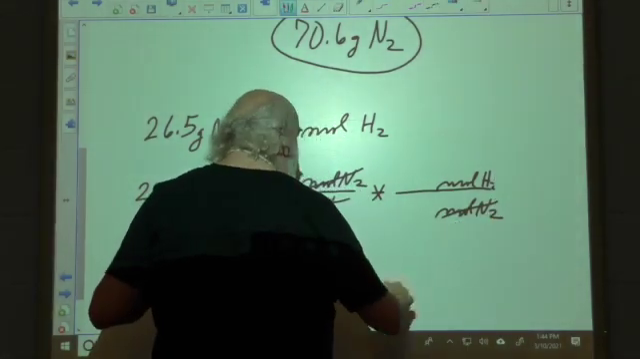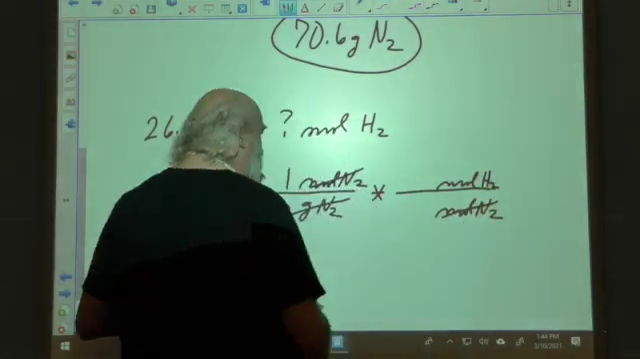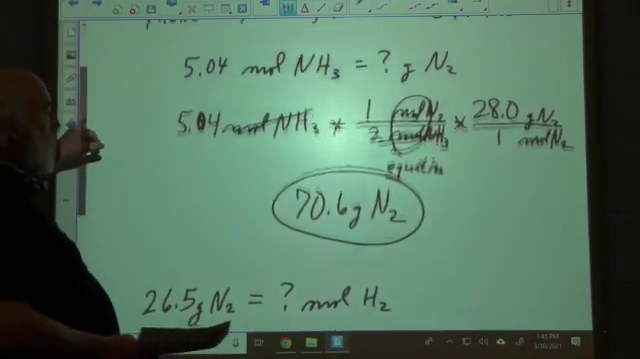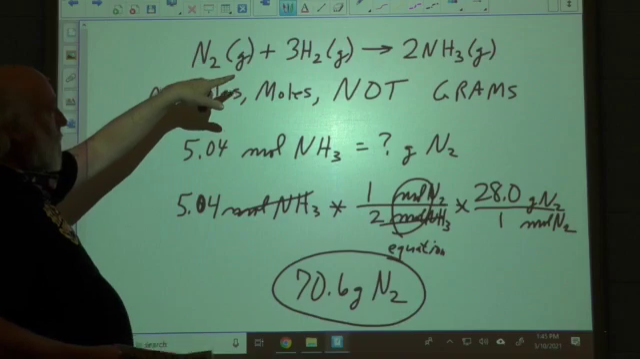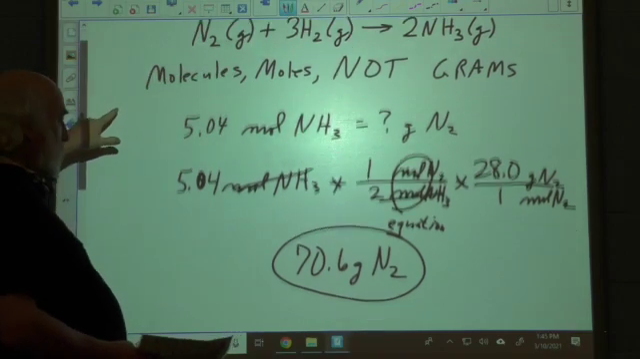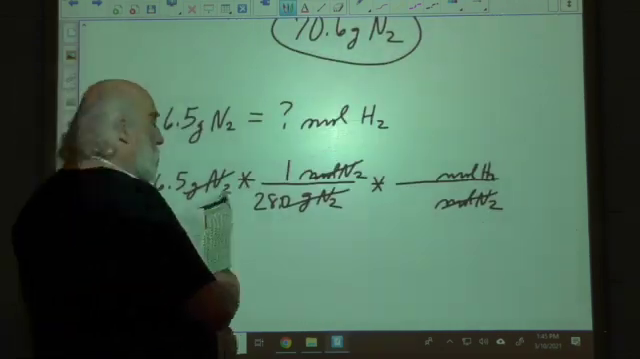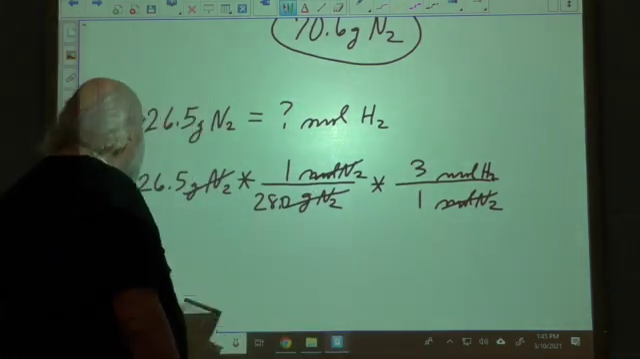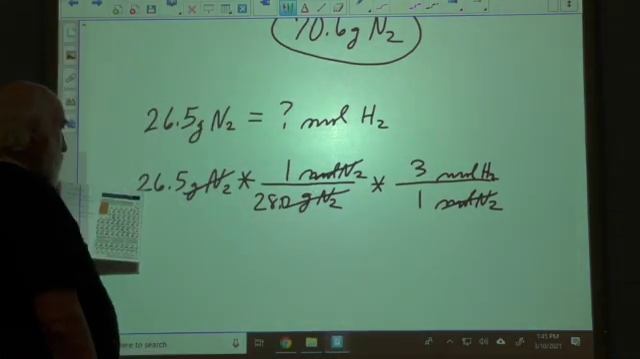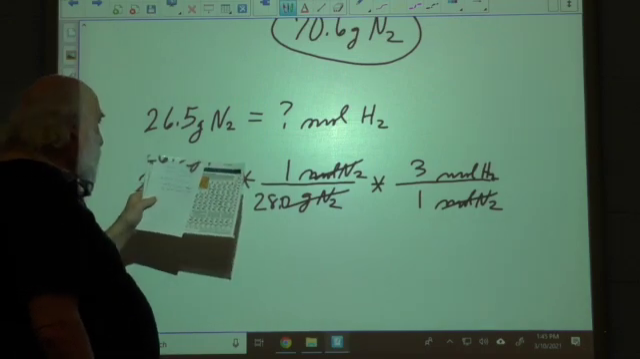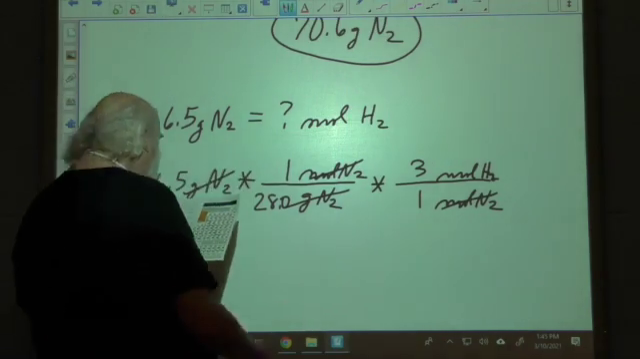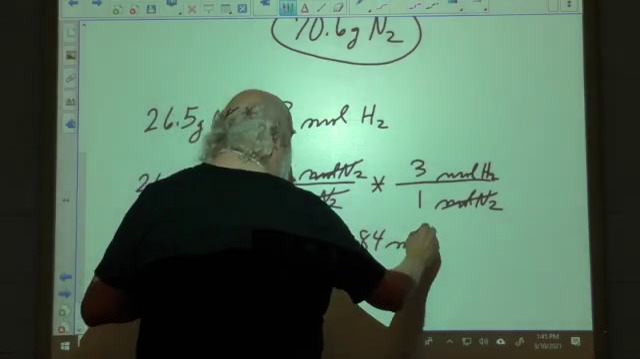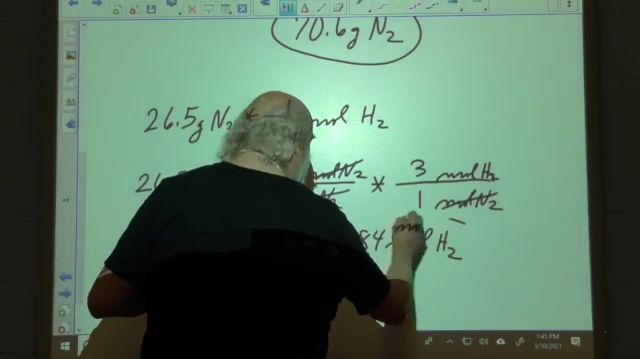Yeah, there's no water in the equation, so that'd be kind of difficult to do. So we go to moles of hydrogen. How many moles of hydrogen do we have? So moles of hydrogen, which is 3 moles, and nitrogen, which is 1. So 3 by the hydrogen, 1 by the nitrogen. And now we have 26.5 divided by 28 times 3, and we get 2.84 moles of hydrogen. Our answer.